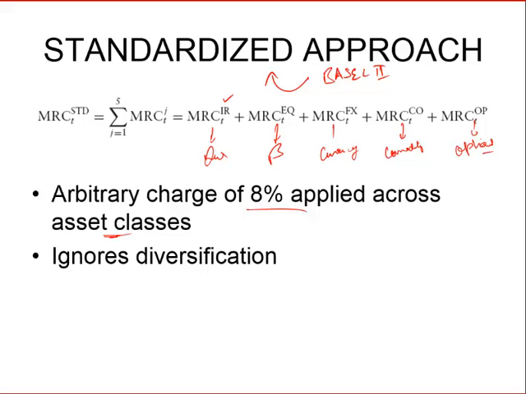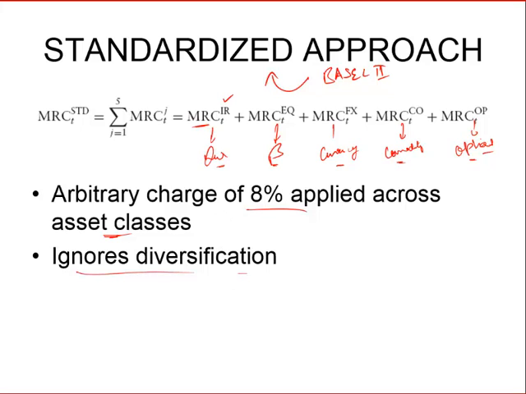Now, in the standardized approach, the bank is required to calculate a market risk charge for each of these asset classes separately. So we take the total equity exposure, the total forex exposure, the total commodity exposure, the total option exposure, and the interest rate exposure, and we say 8% of each of these exposures needs to be kept as capital charge. So we will just compute the capital charge for each of the asset classes separately and sum it up to compute the capital charge or the market risk charge for the bank. So that's why I say an arbitrary 8% charge is applied across classes.